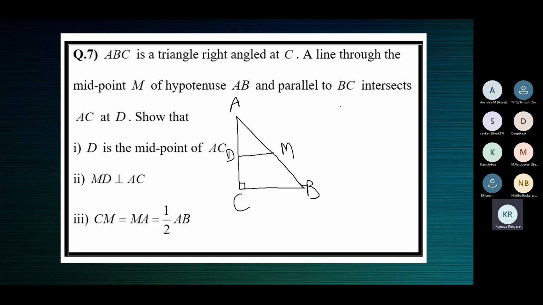So A, C, B, right angle. AB is the hypotenuse. M is the midpoint of the hypotenuse. A line through the midpoint intersects AC at D. So you don't go outside the figure like this. You need to come like this because it meets AC. So this is a line through M, parallel to BC. The line is drawn parallel to BC and intersects AC at D.